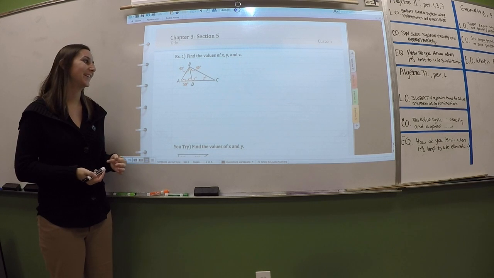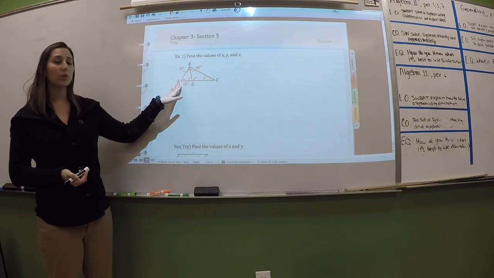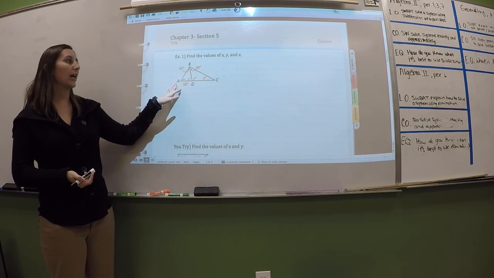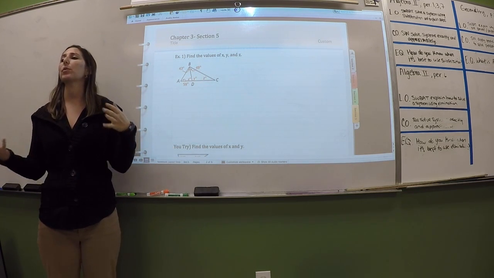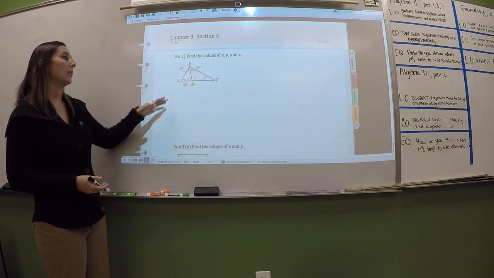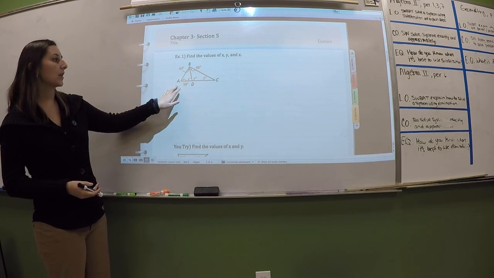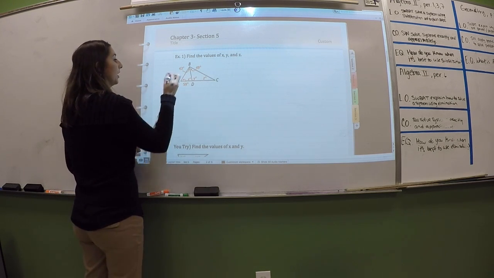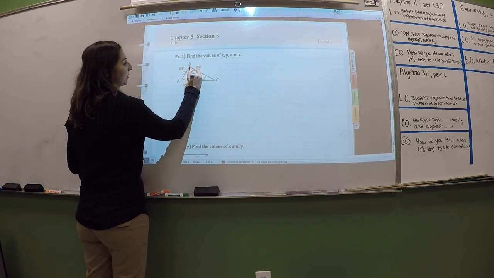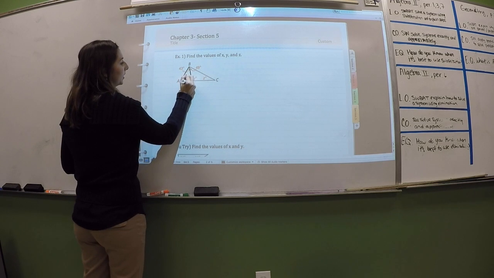Alright, so we didn't construct a parallel line here, we have triangles. What I don't want you to do here is just write a bunch of numbers up here. I want you guys to work on organizing your work. We are going to find the values of x, y, and z. Let's focus on one triangle at a time. So let's look at this triangle here.